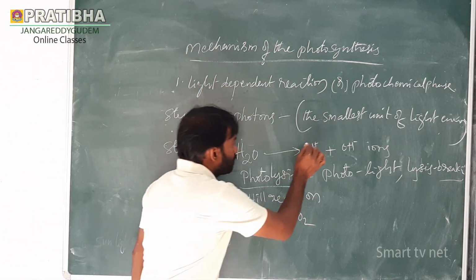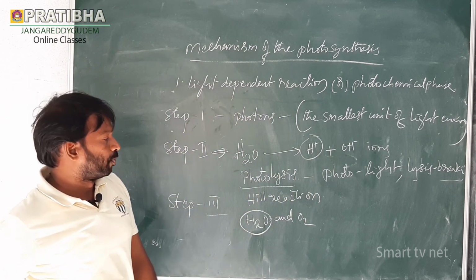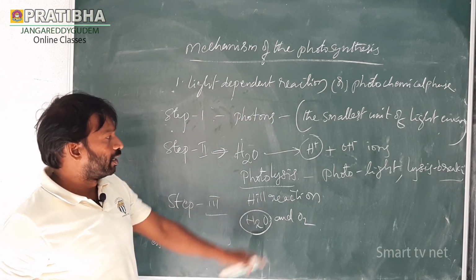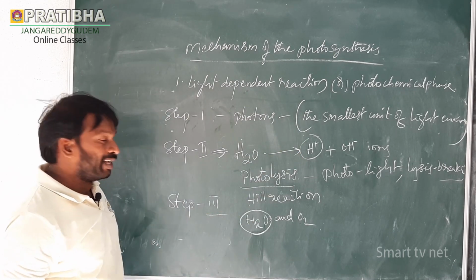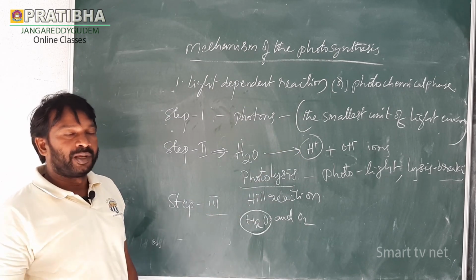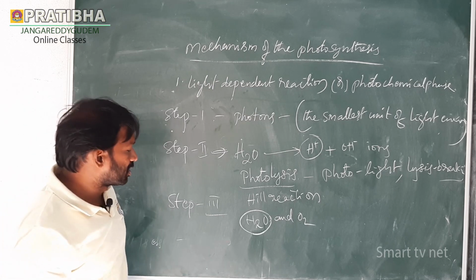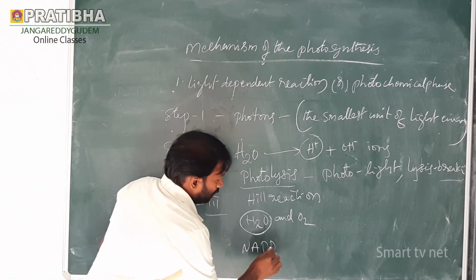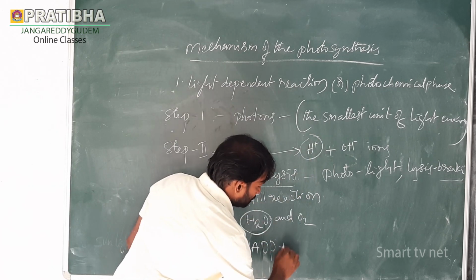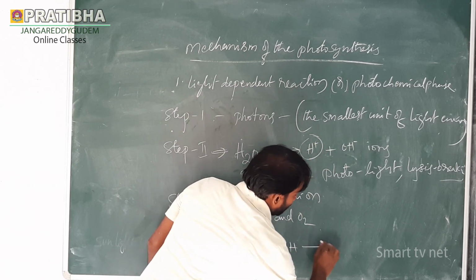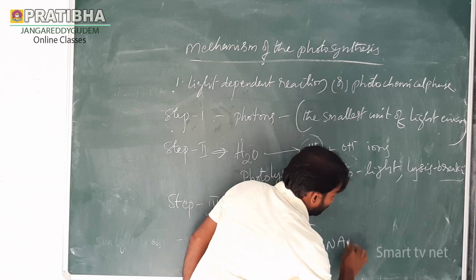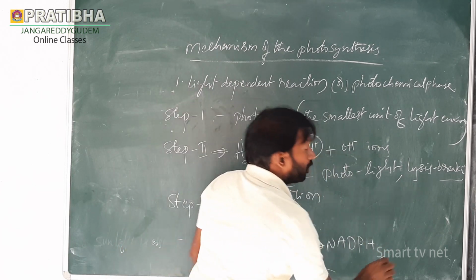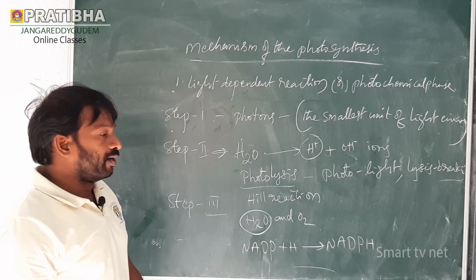Next, hydrogen ions. Hydrogen ions play a major role in the dark reaction. These hydrogen ions are picked up by another compound called NADP. The hydrogen combines and forms NADPH. This plays a major role in the next phase, the dark phase.